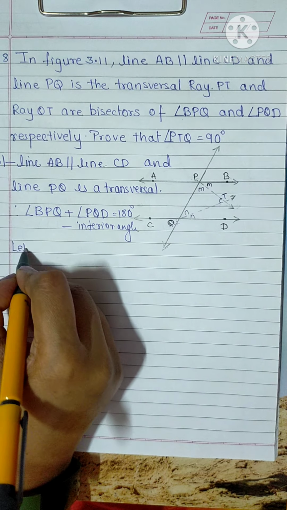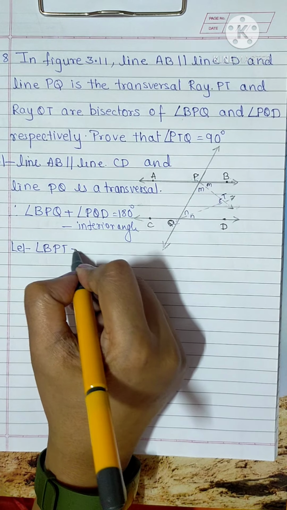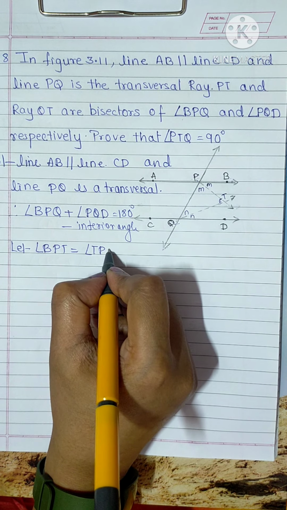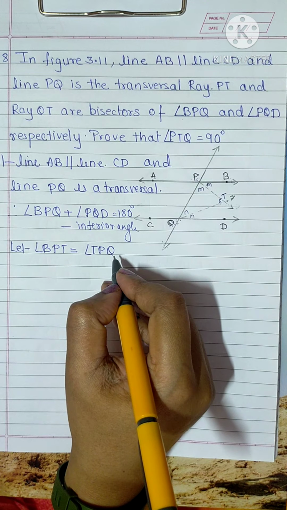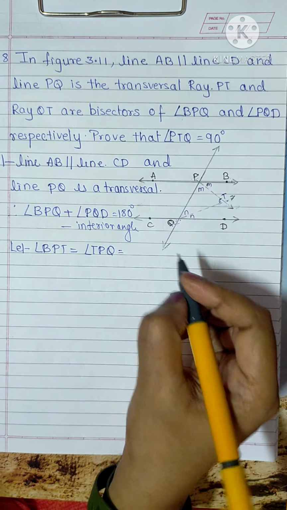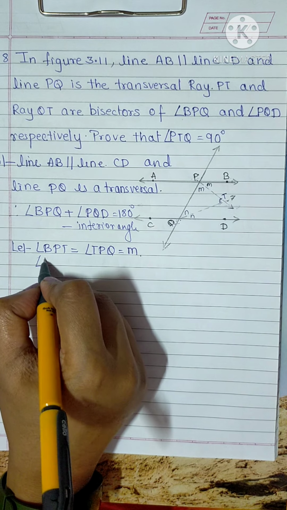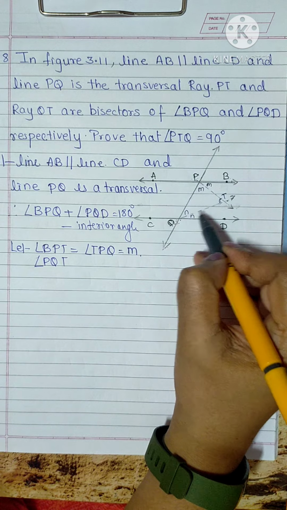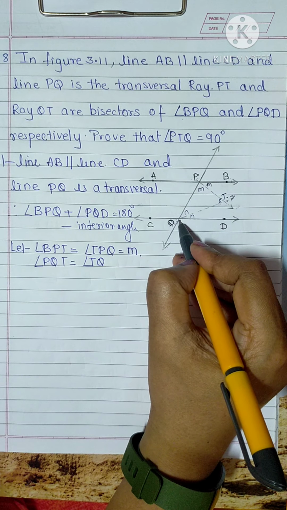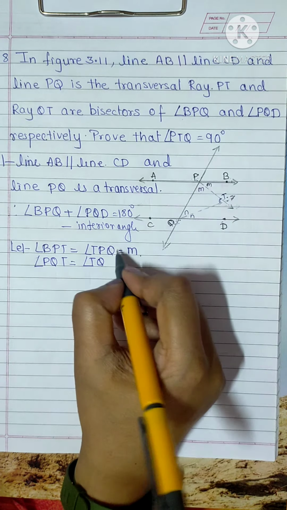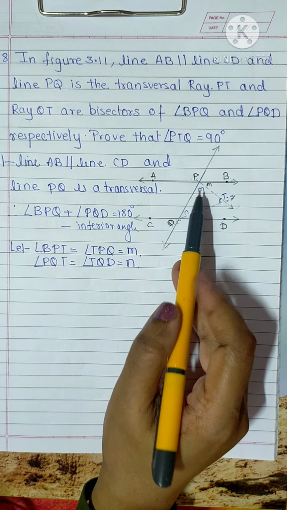So let angle BPT equal to angle TPQ, we'll take as M. Now angle PQT equal to angle TQD, equal to N. So we have given here N, here M.